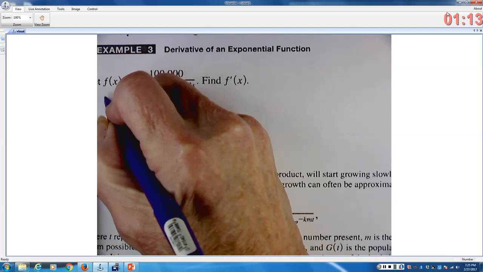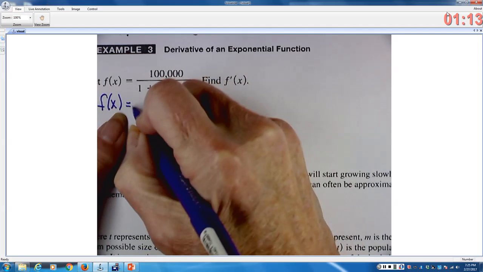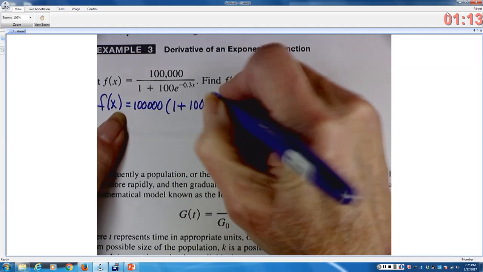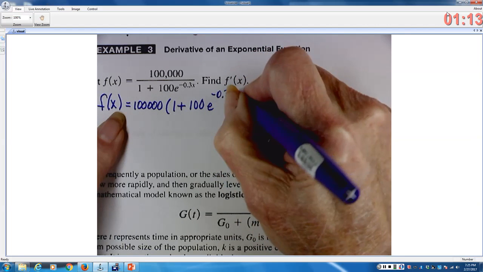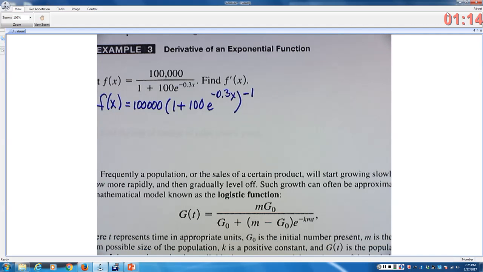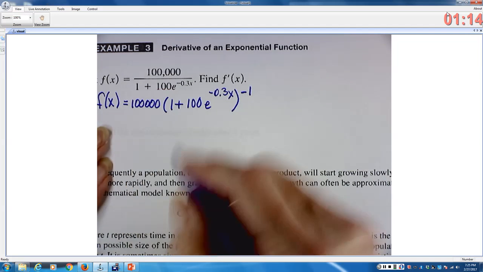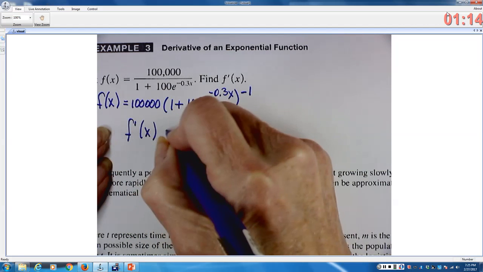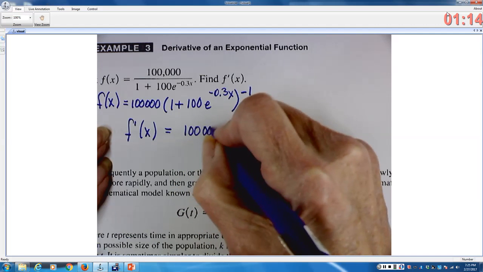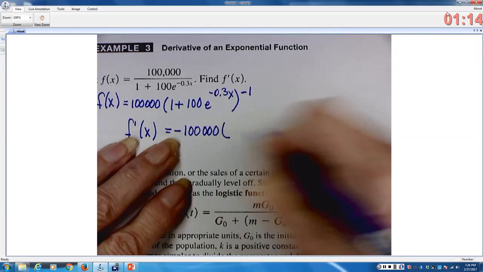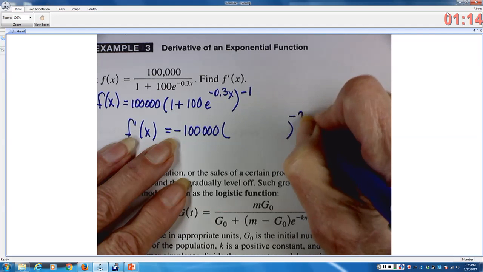That makes it easier to do because it becomes just a chain rule or power rule problem. So the first thing we want to do is to rewrite f of x as being 100,000 times (1 + 100e^(-0.3x)), and then put a negative 1 power on the outside of that. It really is easier. So since this is just a constant, it just rides along. The negative 1 comes down in front of it and makes it negative. And the negative 1 reduces by 1 and becomes negative 2.